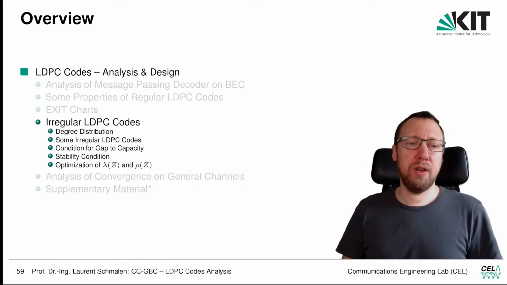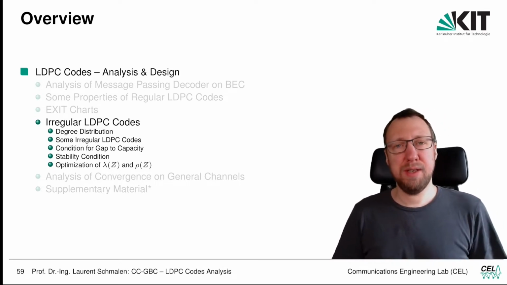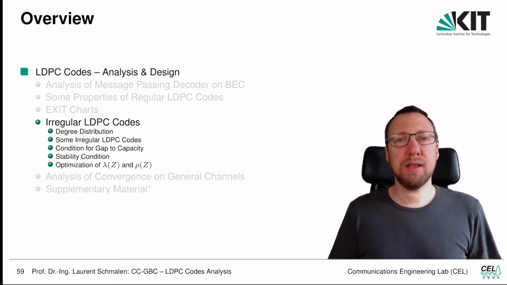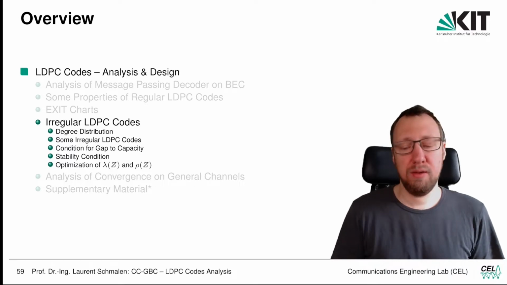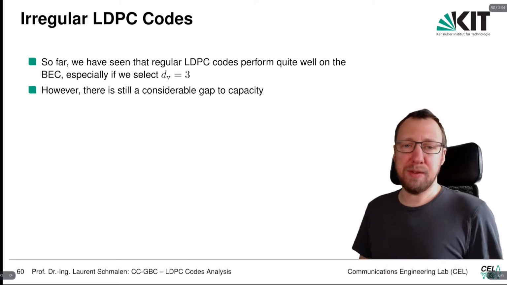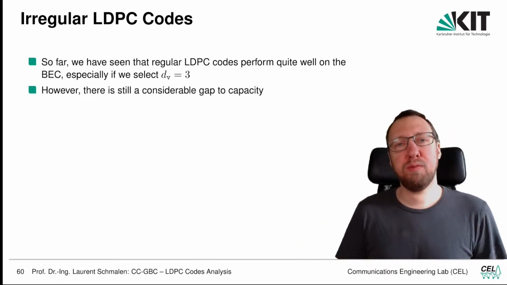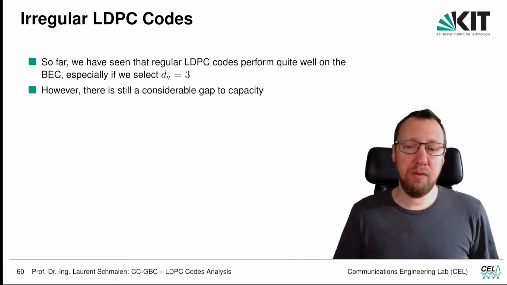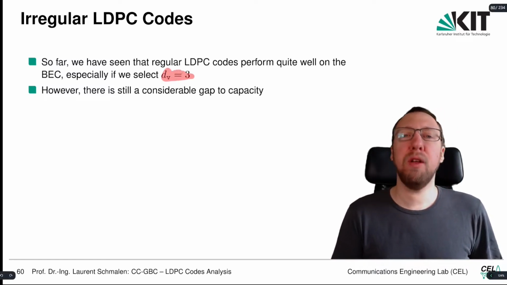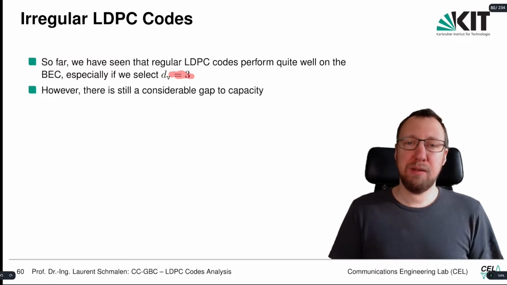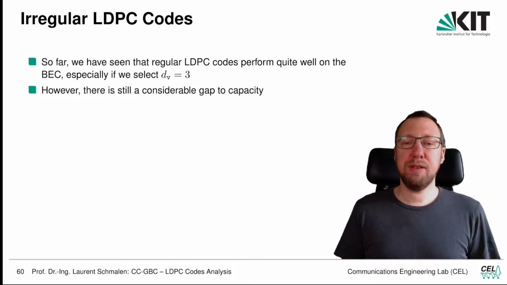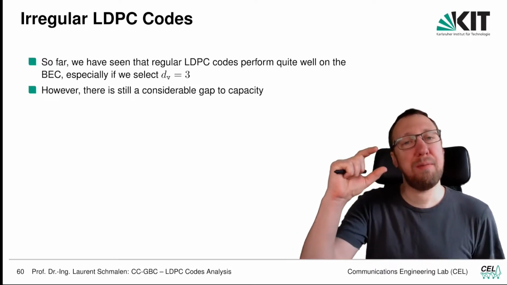So now we are going to introduce a new class of LDPC codes called irregular LDPC codes. And these irregular LDPC codes improve upon LDPC codes in multiple respects. So far we have seen that regular LDPC codes perform quite well, at least on the binary erasure channel, and we saw that we should select a variable node degree of 3 to get the best possible performance. But we see that there is still a considerable gap to capacity.